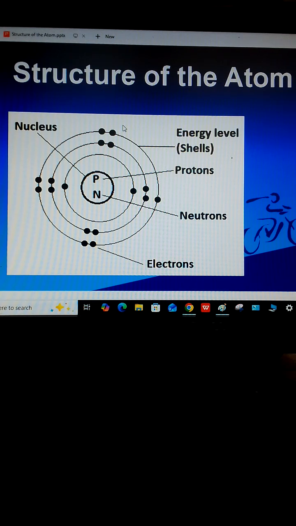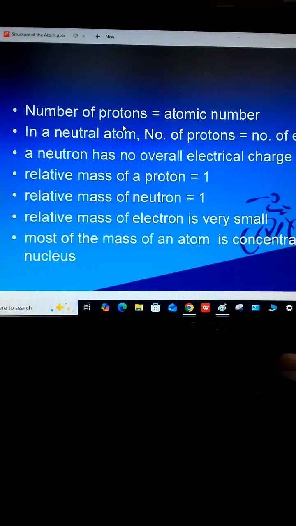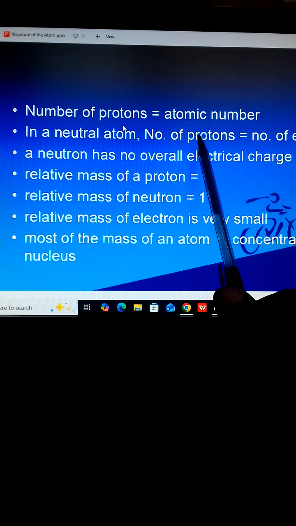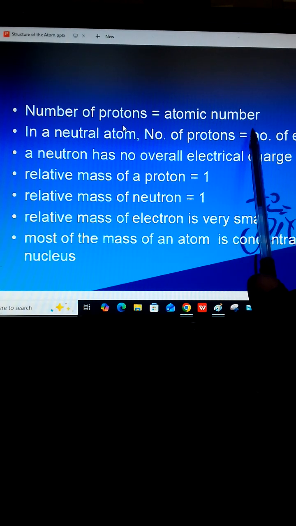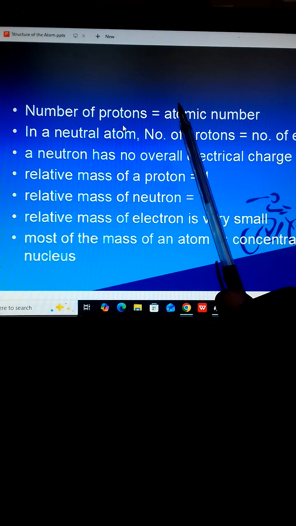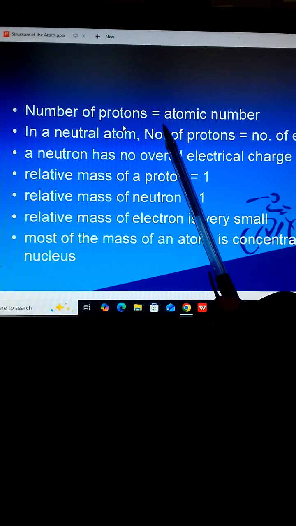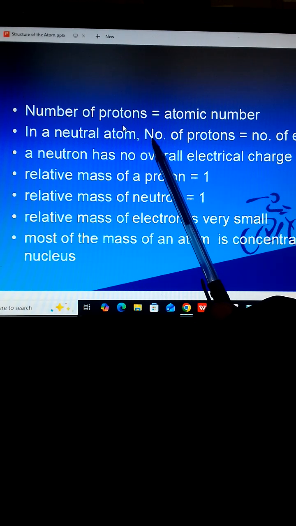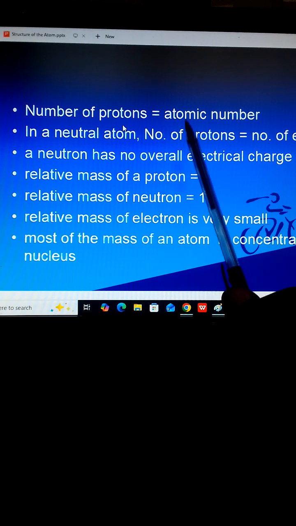So let us summarize what we have learned in this video. We have seen that the number of protons is equal to the atomic number. If an element has 19 protons, like potassium, its atomic number is 19. And that is the position of potassium in the periodic table.